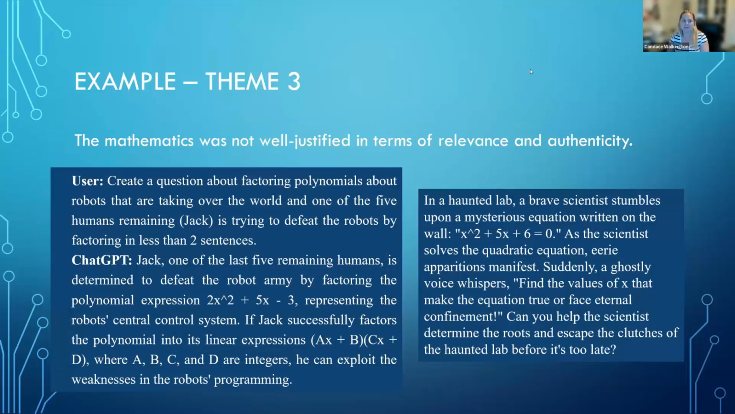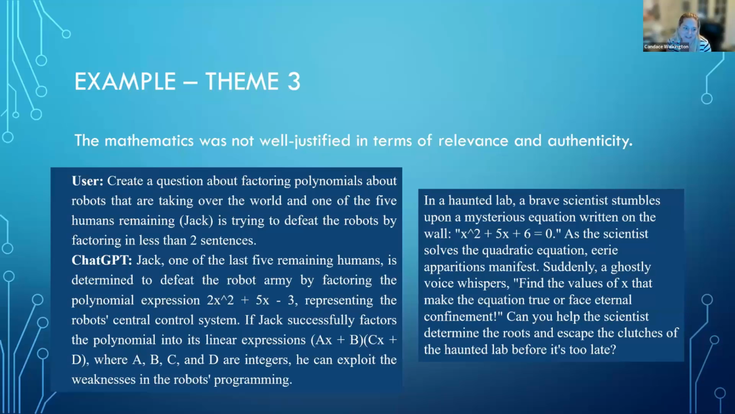So our final theme, and this was probably somewhat obvious from the prior slides, is that the mathematics was not well justified in terms of its relevance and authenticity. Generative AI could make these really fine-grained, interesting connections between particular math concepts and very specific real-world scenarios, like the robots taking over the world and factoring polynomials. But the problem is the uses of mathematics reflected in this problem would be very inauthentic, very surface level.